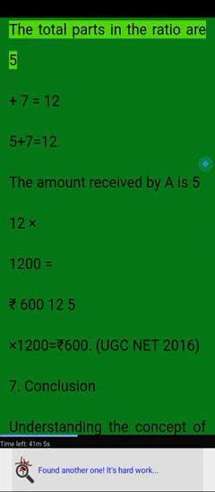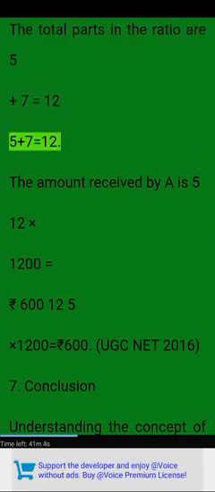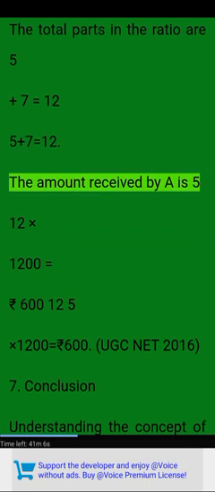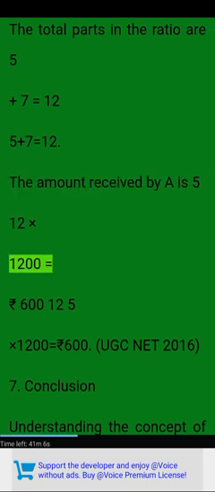Explanation. The total parts in the ratio are 5 plus 7 equals 12. The amount received by A is 5/12 times 1,200 equals 600 rupees.